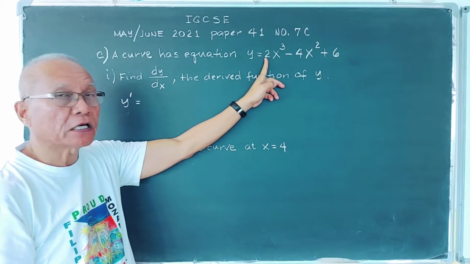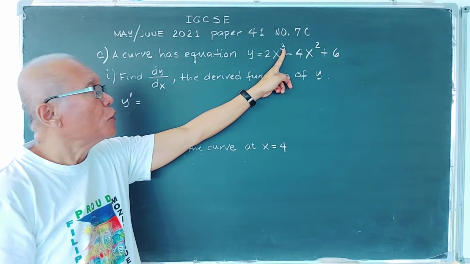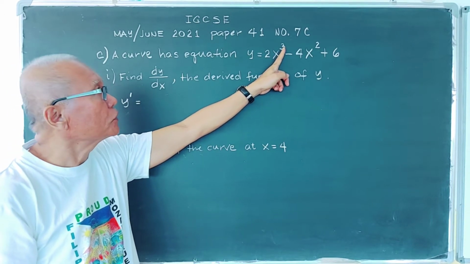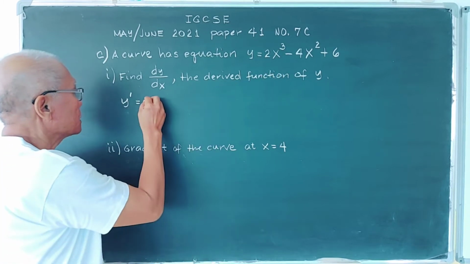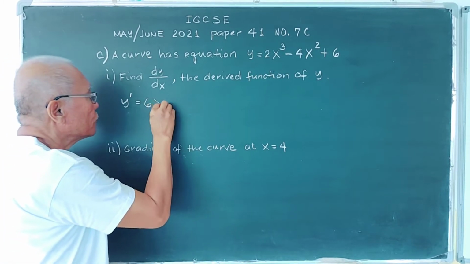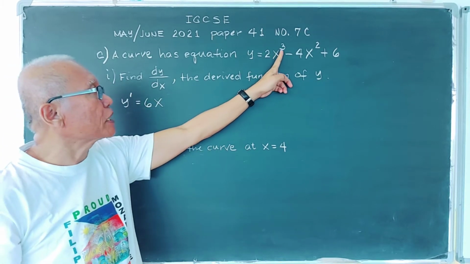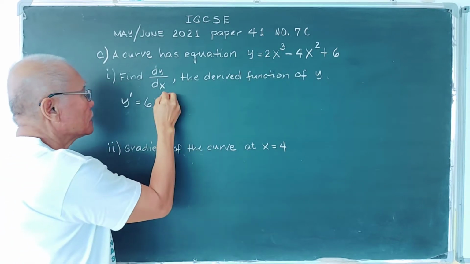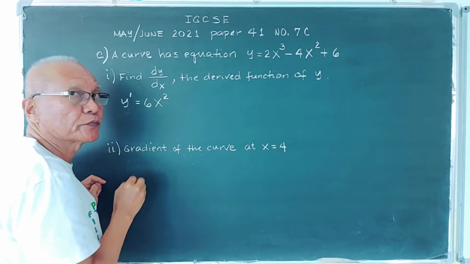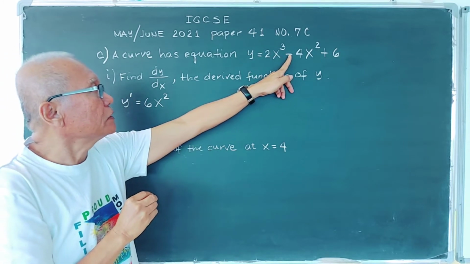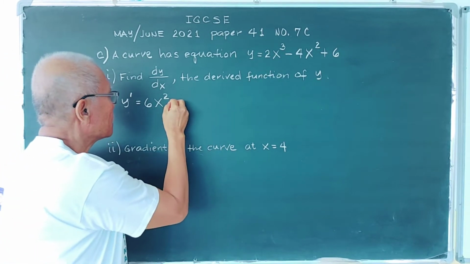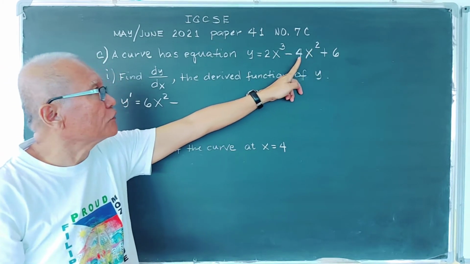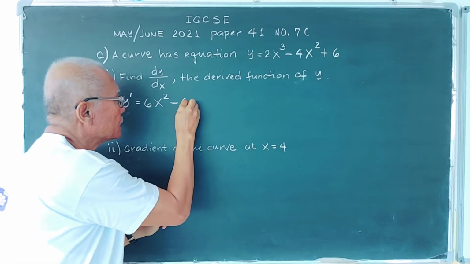So we have two numerical coefficients and we have the exponent. We multiply the numerical coefficient by the exponent. So 3 times 2 is 6. And then for x, we will subtract 1 from the exponent. 3 minus 1, so the 3 here will become 2. And then the second term, minus, this one is still minus. And then the exponent 2 times the numerical coefficient of 4 is 8.